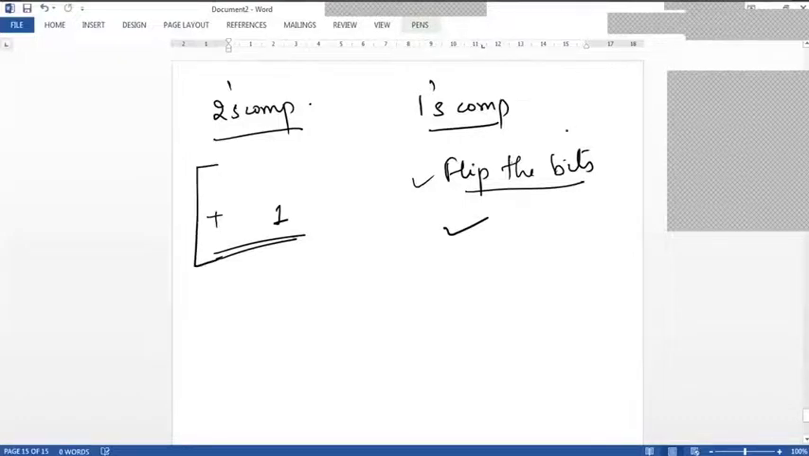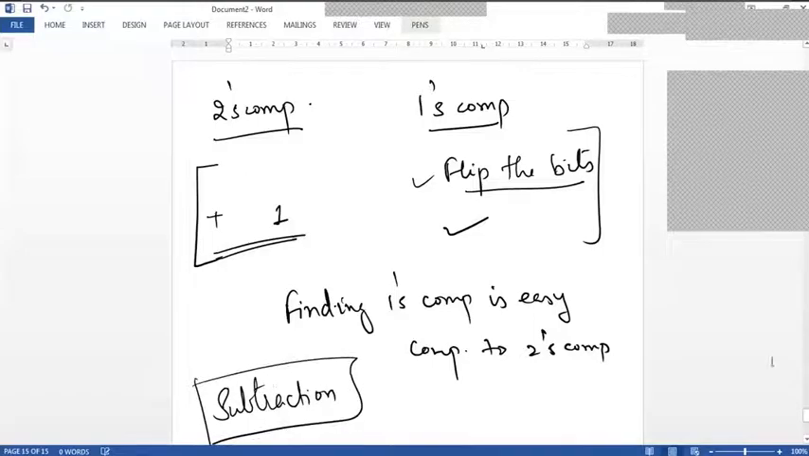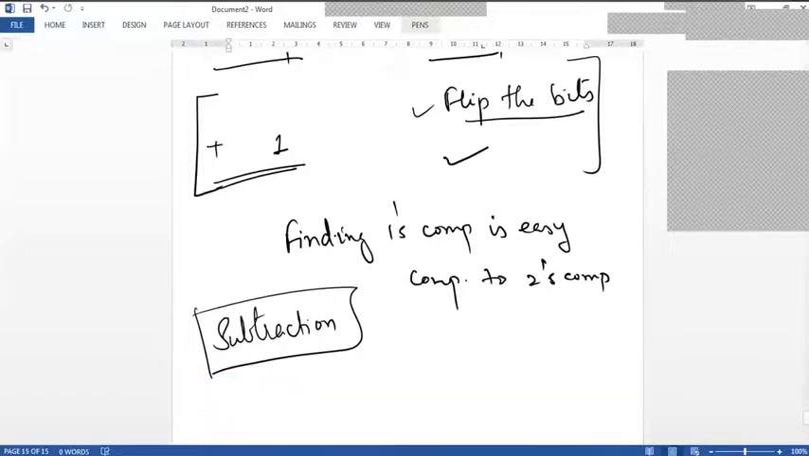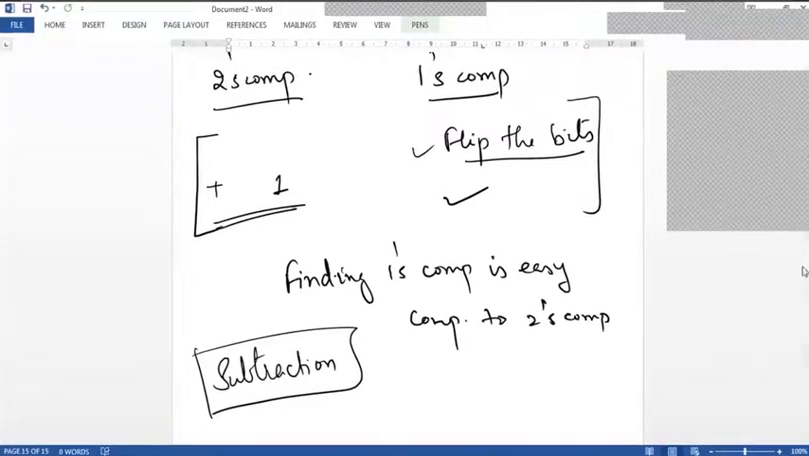चलो ये तो आपने मुझे क्या बताया? You people said that finding one's complement is easy, okay, compared to two's complement. If I talk about subtraction, which subtraction is better? One's complement ki two's complement? Two's complement.